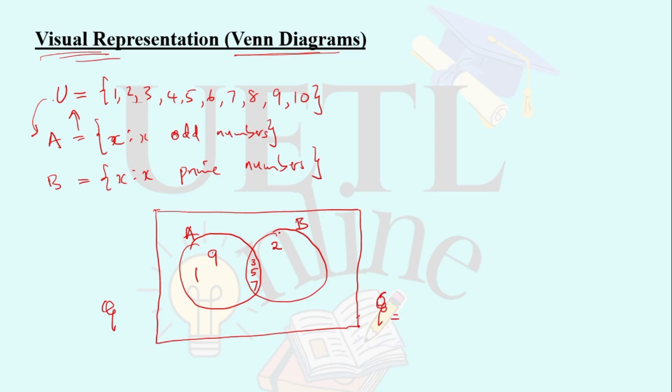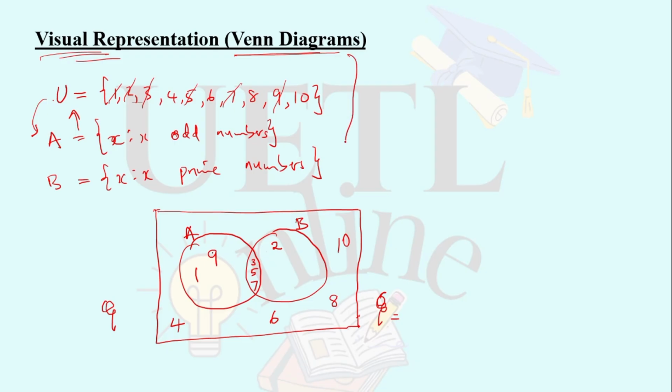Now we have already written these numbers: 1 is there, 2, 3, and we have written 5, 7, and 9. Now we are left with 4. We just have to write outside 4, 6, 8, 10. So this is how we represent a set in a Venn diagram.